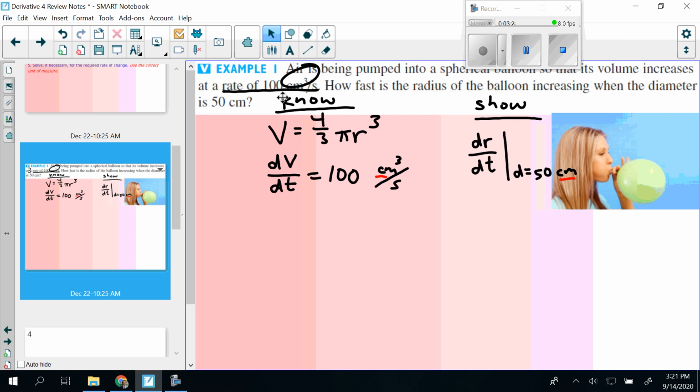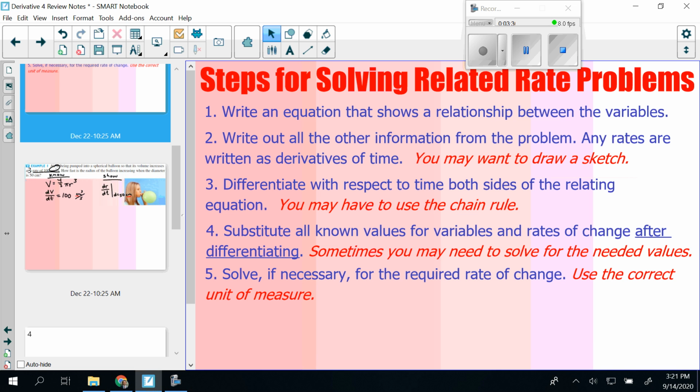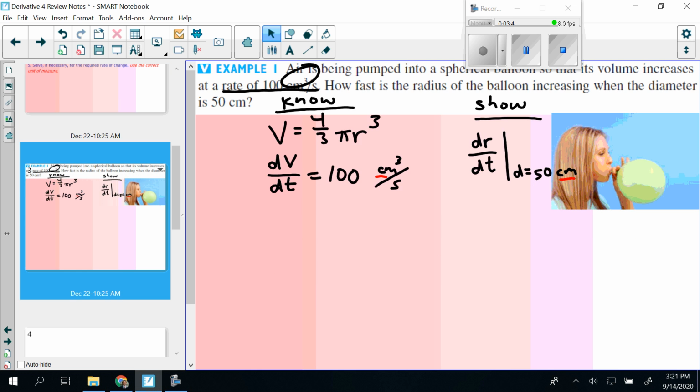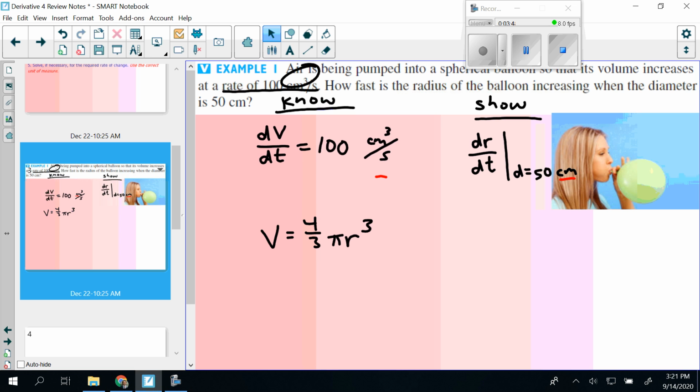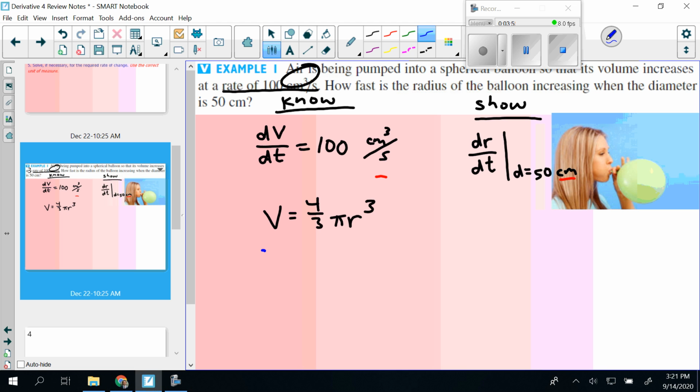Okay, once you find your know and show, what we're going to do is differentiate with respect to time on both sides of our relating equation. You may have to use the chain rule when doing that. So let's differentiate our equation with respect to time. What is the derivative of the left side, V? That would be dV/dt. That's our derivative there.